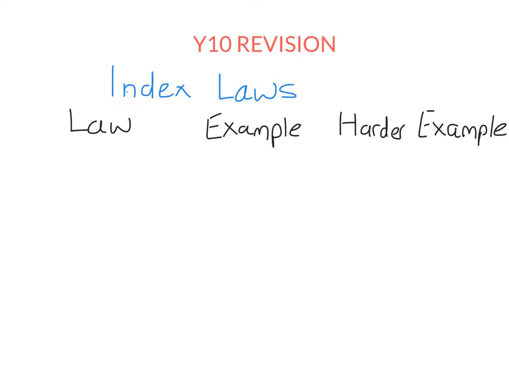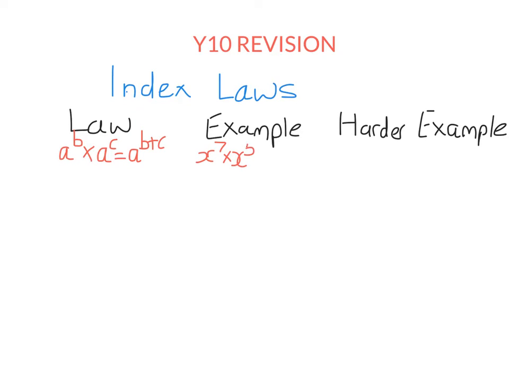Hopefully you know by now that if I have something like a to the power of b, I call a the base and b the power or index, hence the name index laws. The first index law is that if I multiply bases together, I keep the same base and I add together the powers. An easy example: x to the power of 7 times x to the power of 5.